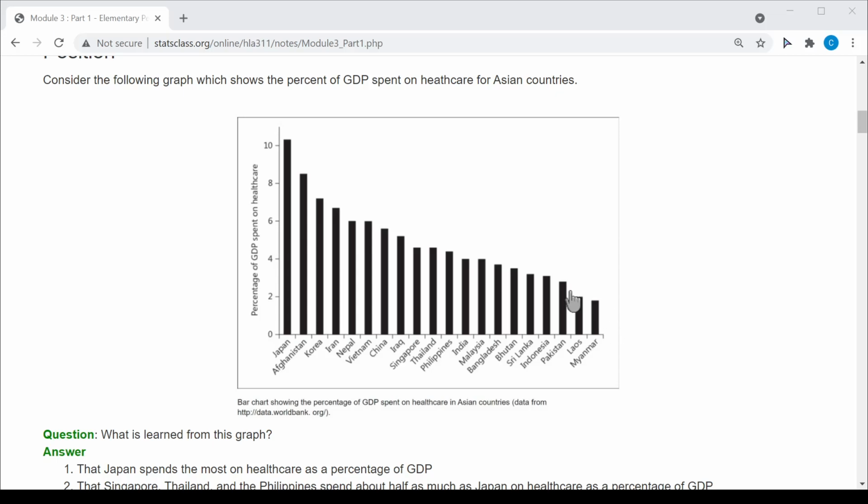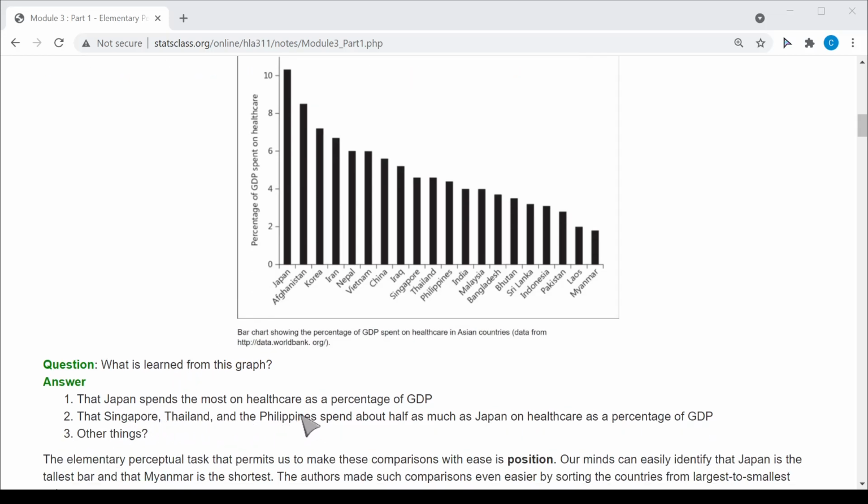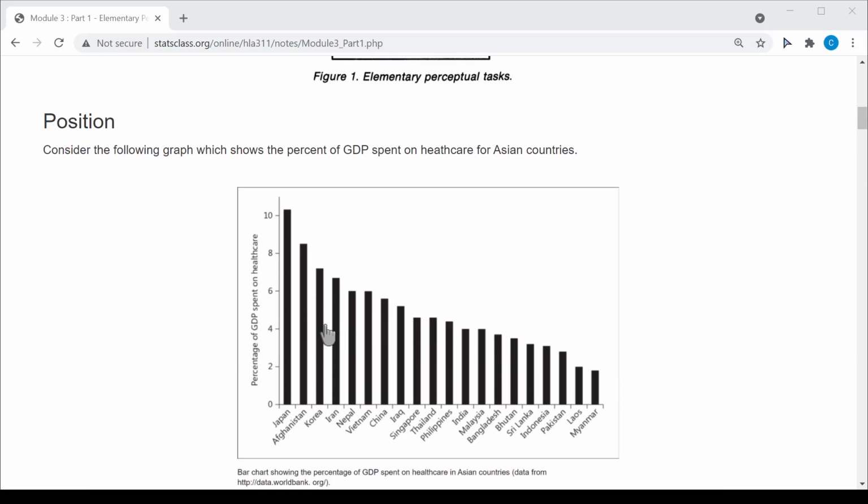Okay? So what other things can I learn from this graph? Well, I can learn that Singapore, Thailand, and the Philippines are about halfway, or about 5% it looks like, compared to Japan, which is at about 10%. Now my brain is using the notion of a position EPT to do this. Okay, so I can see the bar here is at about 10, and these bars here are at about 5. So at a very elementary level, my brain is using the notion of position to determine the values on this graph.